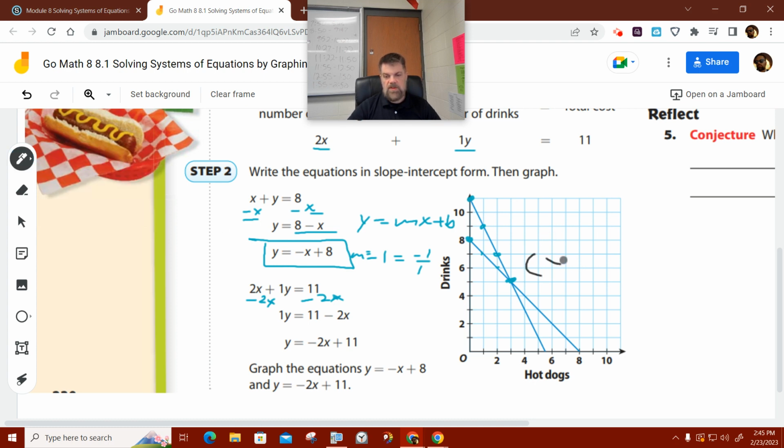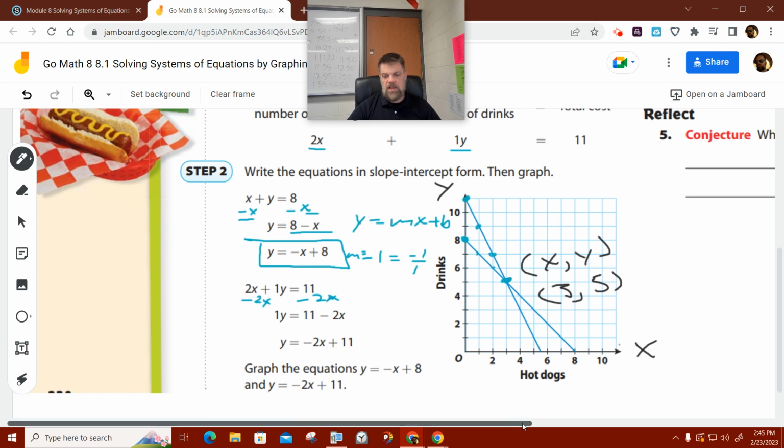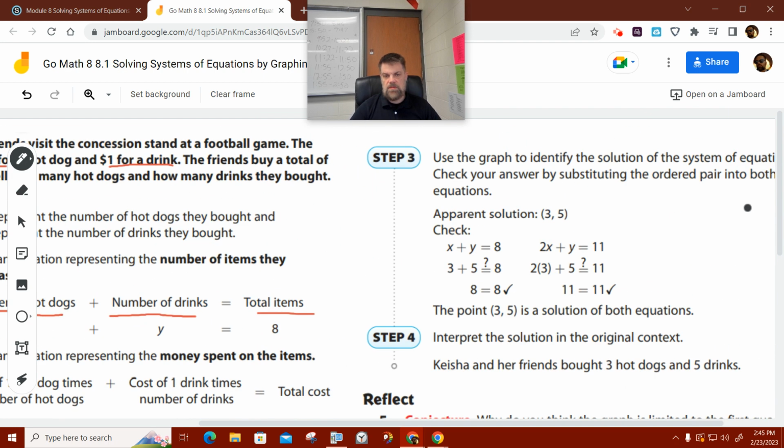Well, remember, this is x, comma, y. And this is your x-axis, and this is your y. So, yep, 3, 5, right? Okay, well, let's go over here and see if we're right. So it says that it's apparent that it might be 3, 5.